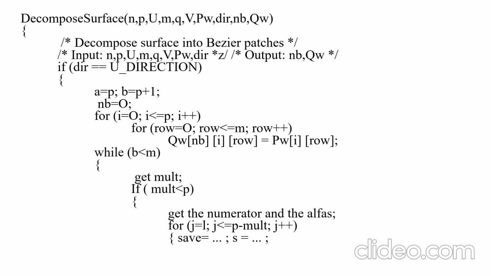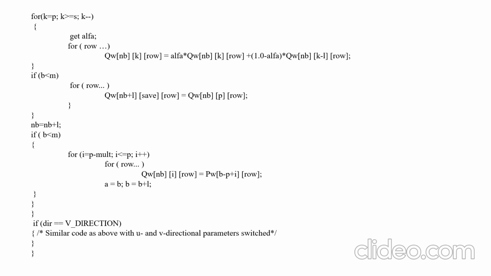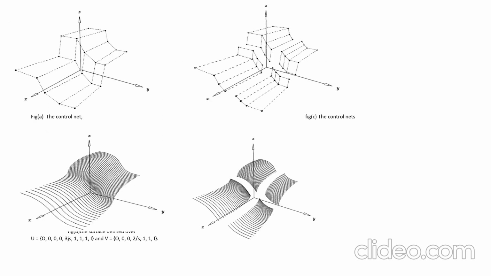So this is the algorithm. The input will be in these values and the output will be in these variables. Here is an example of decomposition of a surface. This is the control net of the surface before decomposition. This is the control net of the surface after decomposition. And figure B represents the surface defined over the U and V knot vectors with these values. And figure C represents the various surface patches.